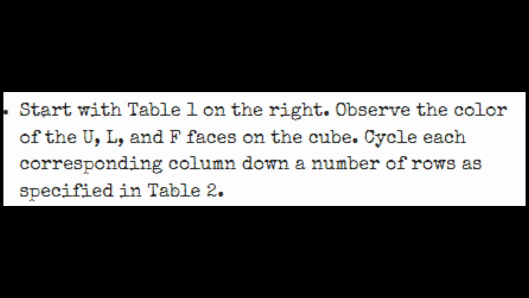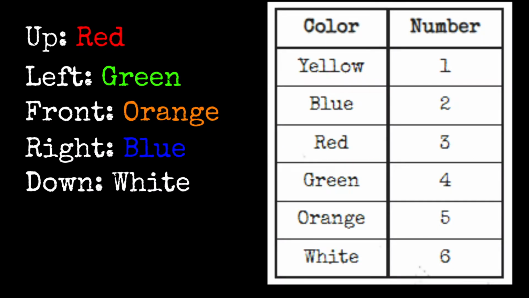The manual tells us to start with table 1 on the right. Observe the color of the U, L, and F faces on the cube. Cycle each corresponding column down a number of rows as specified in table 2. Let's get the number for U, L, and F first. U will be 3, L will be 4, and F will be 5.